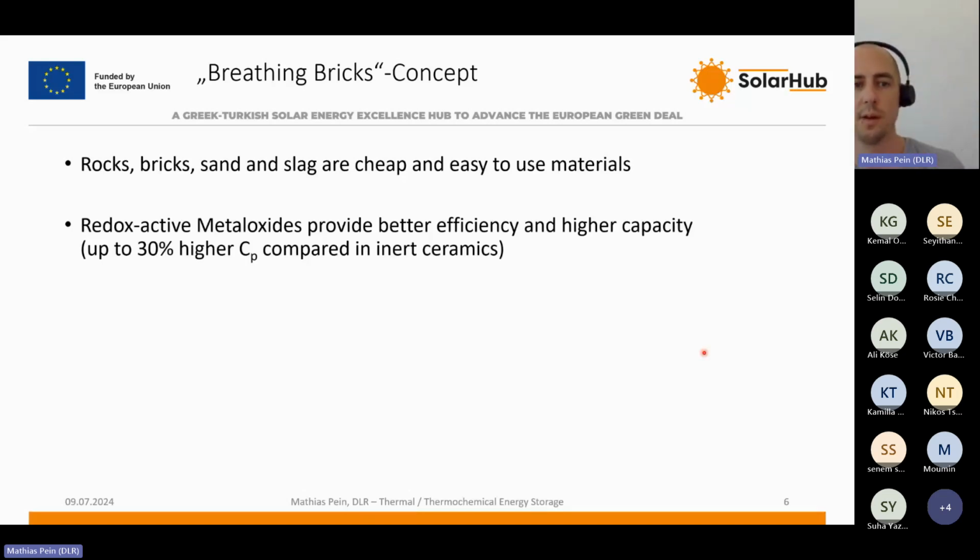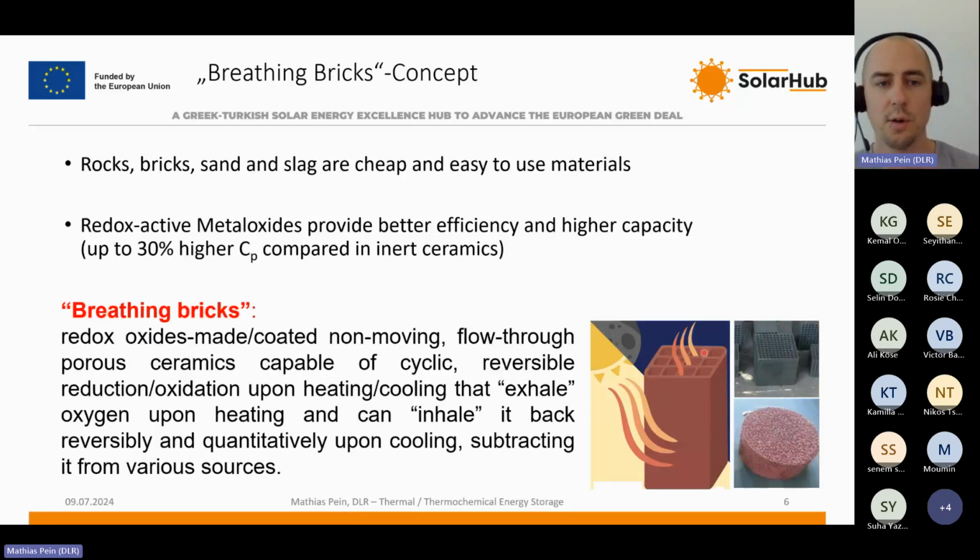On the other hand, metal oxides that are redox active, so where there is a chemical component or chemical reaction adding to the sensible only heat storage or heat capacity, can provide a better efficiency, but they can also provide a much higher capacity, in the range of 30% higher CP compared to inert ceramics or sensible only storage devices. So this concept is commonly called breathing bricks. So these bricks are breathing air.